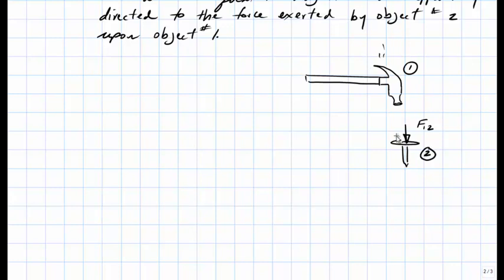Now, it's important to realize that the nail will also strike back at the hammer in an upward direction. So we'll represent that force as F21. Of course, this refers to the force of object 2 upon object number 1. The question is, which of the two forces is larger? Intuitively, you may conclude that F12 is larger than F21 because the hammer has motion and the hammer is heavier than the nail. But that contradicts Newton's third law.